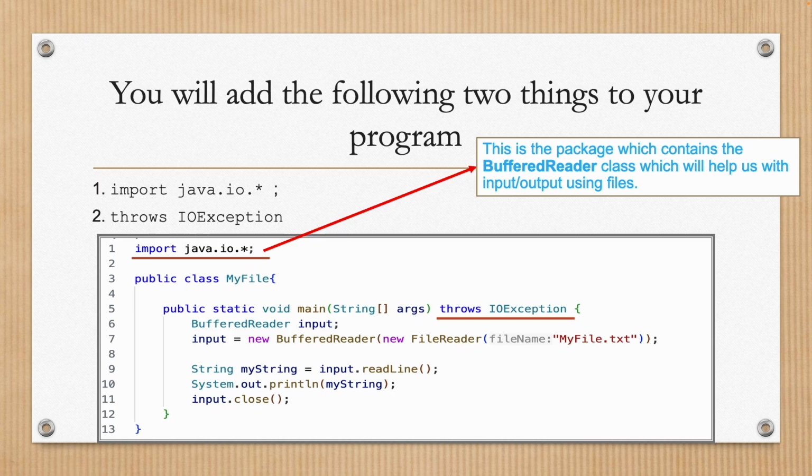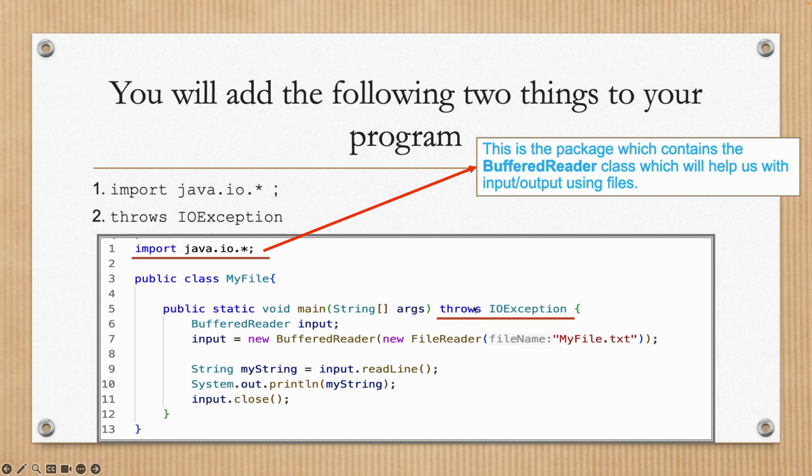And then once we get to writing to a file, we also need PrintWriter and FileWriter. That's why we need to import multiple different classes, and they are all in the same package, IO. So by typing java.io.asterisk, it will allow us to import everything in the IO package. That's the first thing that you're going to add in the very first line.